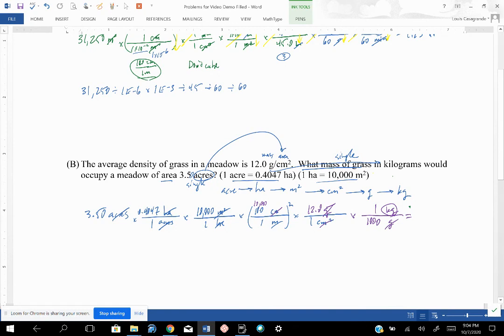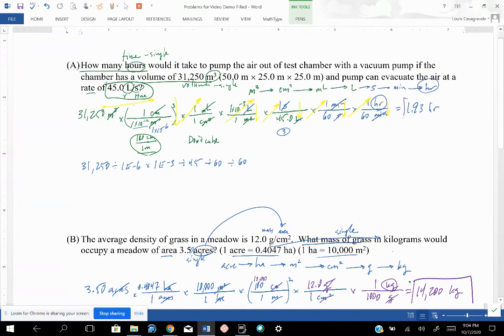And when you do this calculation, you will get 14,200 kilograms, or if you want to put it in scientific notation, 1.42 times 10 to the 4th kilograms. You don't have to, but it's never wrong to put it in scientific notation as long as you do that conversion correctly. All right, let's box the answer up above. Don't forget to box your answers. And that's it for us.